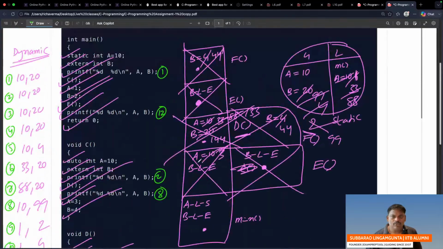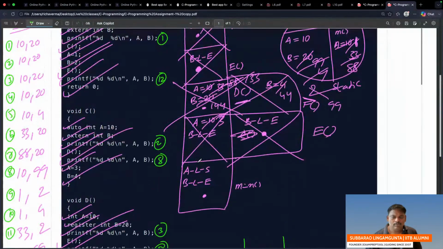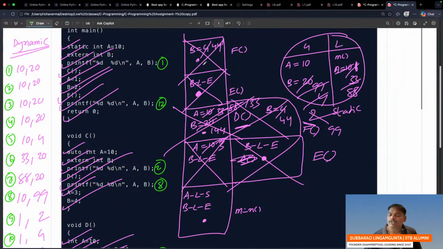These are the outputs. I will just check. See, I don't have a local. At least check whether the next one has a local or not. Like that I will check.